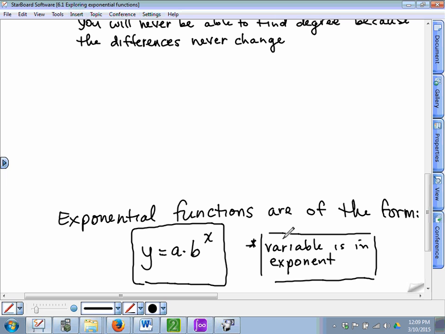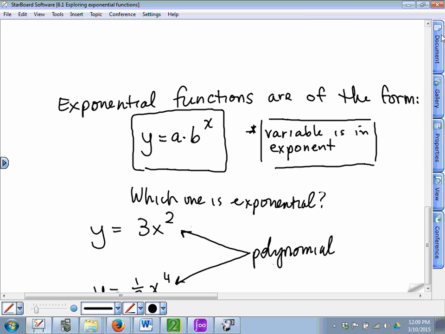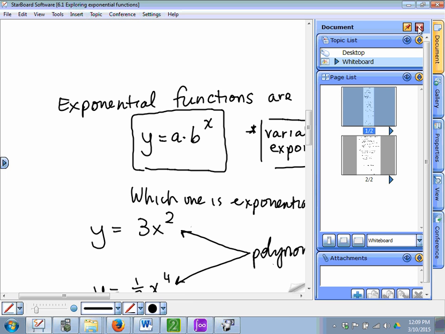So it's going to seem easy, but this is how your homework kind of starts. It's going to give you a bunch of ones to look at. You've got to pick out the one that's exponential. So let me just erase.